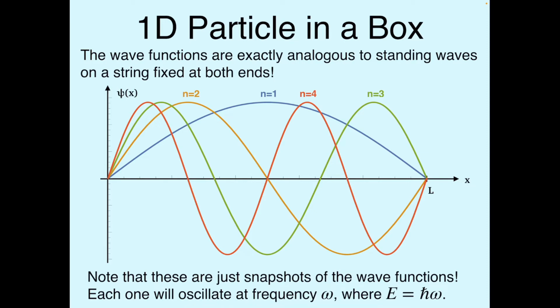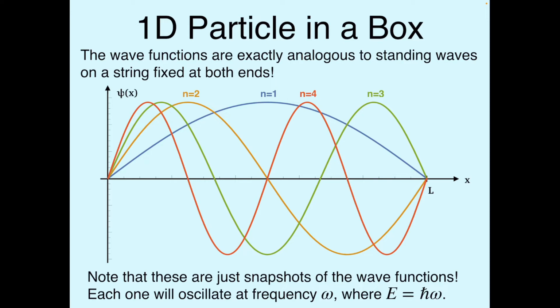Notice that these wave functions are exactly like the standing waves on a string that we saw way back in chapter 16. And the reason for that is the wave function is fixed at both ends, just like a string on a guitar or something like that is fixed at both ends. We're saying that the wave function has to go to 0 at x equals 0 and x equals L, just like a wave on a string has to have nodes at x equals 0 and x equals L. So interestingly, some of that math from before is coming into play here.